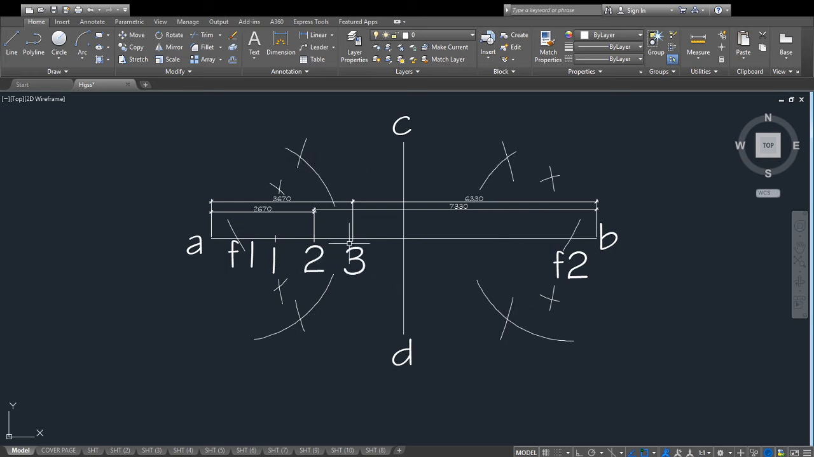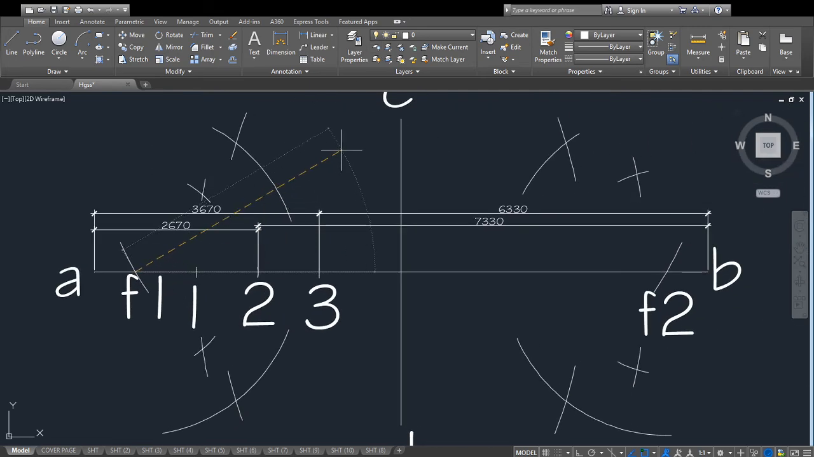The last point is point 3. Okay, A3, you make an arc above and below. Come to A3, come to F1, you make an arc above and below. Come to F2, an arc above and below. Okay, so we do that now. Arc here, come to F1.